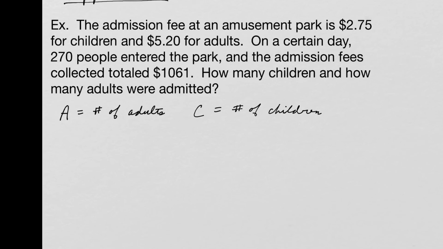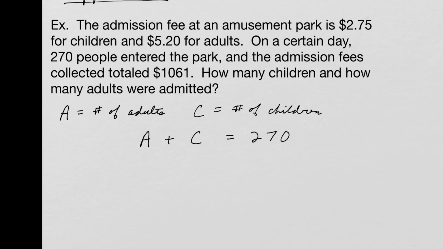Now we need to come up with two linear equations in two unknowns, in terms of A and C. So if you look at that first sentence, it says, on a certain day, 270 people entered the park. So what that means is the total number of adults and the total number of children had to sum together to give you 270. So isn't that the same as the equation A plus C, right? Number of adults plus number of children must equal 270.